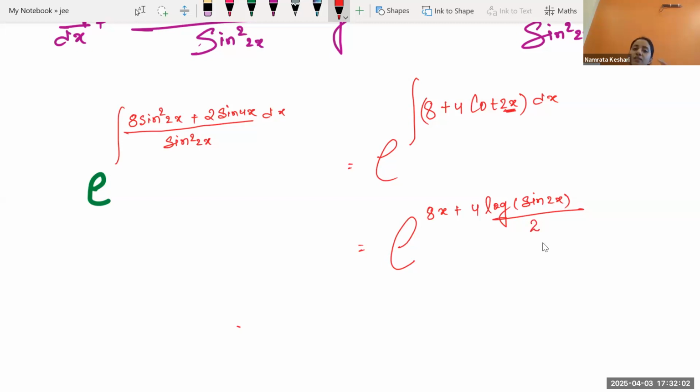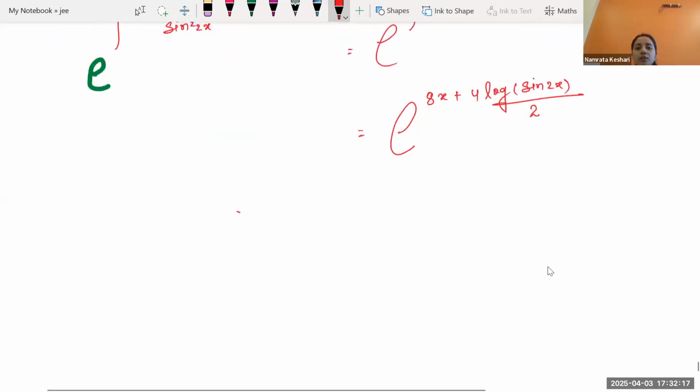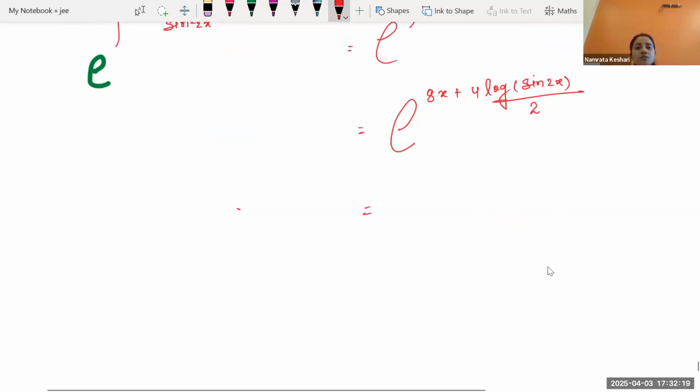Why are we doing so? Actually, this is the same as the substitution. You are just substituting 2x as t, and then you will be getting dx. 2 dx is equal to dt, so dx is dt by 2. So that 2 we are writing in the denominator. We can do it directly as well.